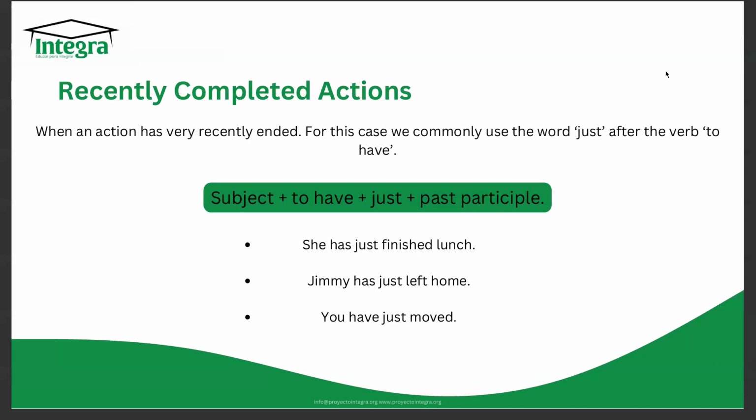And then we have recently completed actions. So when an action has very recently ended, we can use this tense. And in this case, it is very common to use the word just after the verb to have. So that will make our sentence look like subject plus to have plus just plus past participle. This adds more meaning to the sentence, saying it has very recently ended. So, for example, we have she has just finished lunch, Jimmy has just left home, and you have just moved.